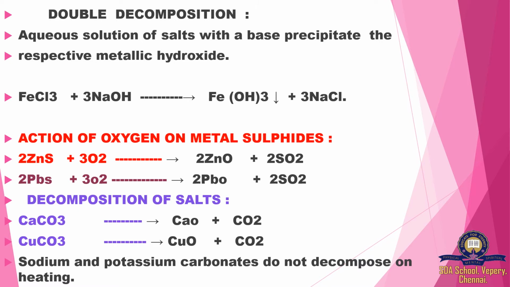Decomposition of salts. Here only carbonate salts decompose. Calcium carbonate and copper carbonate both decompose and become calcium oxide and copper oxide. Carbon dioxide gas comes out. Sodium and potassium carbonates do not decompose on heating. Only a few carbonates undergo a decomposition reaction. Other carbonates do not undergo this decomposition reaction.